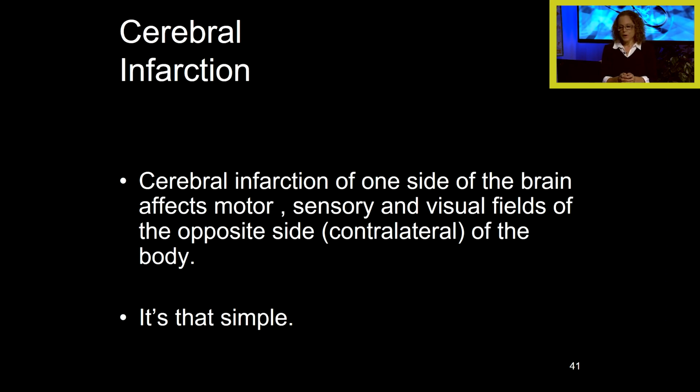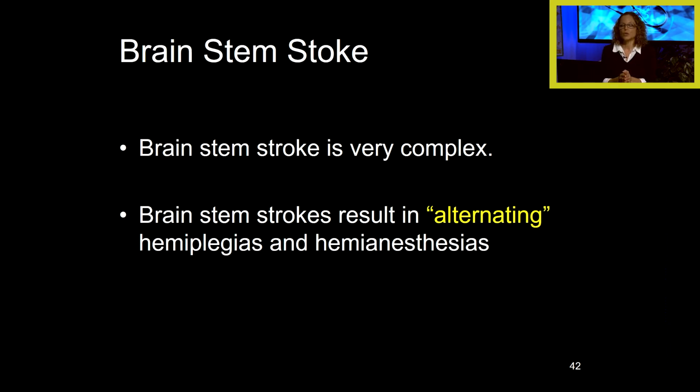So cerebral infarction on one side of the brain affects motor, sensory, and visual fields of the opposite or contralateral side of the body. Now, if there is a stroke in the brain stem, this can be very complex, all right? So what we just explained was pretty straightforward. But when you have a brainstem stroke, there can be alternating hemiplegias and hemianesthesias. And here's what we mean by that.